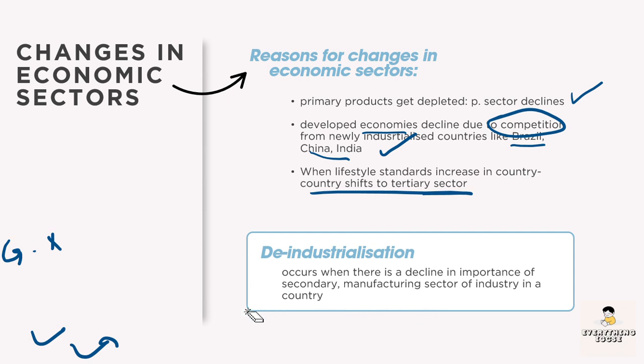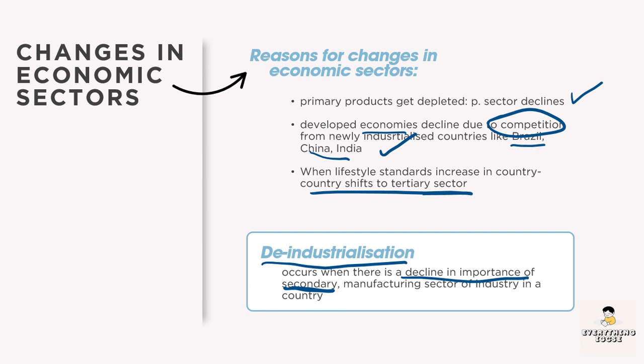Now we're going to look at the definition of a really important term, and that is deindustrialization, okay? Deindustrialization occurs when there is a decline in importance of the secondary manufacturing sector of industry in a country, okay? Basically, deindustrialization in simple terms is when your secondary sector declines, and the primary sector may be declining too, okay? But mainly you can just say it's a decline in importance of the secondary sector.